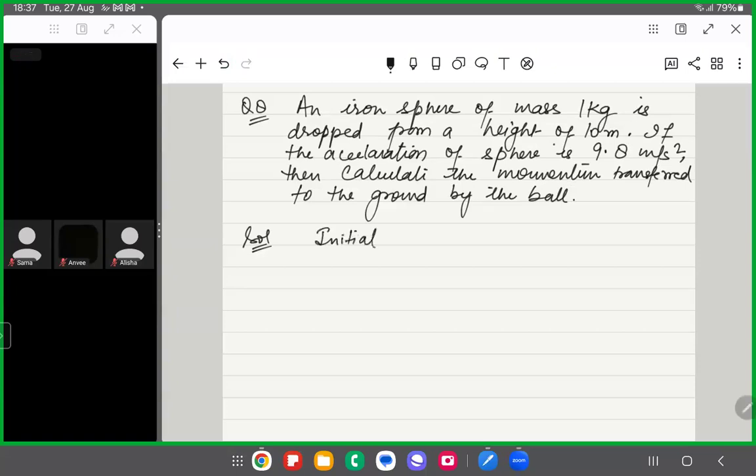What is the initial velocity of this iron sphere? It is 0 because it is dropped. So there is no initial velocity, right? So u is 0. Now what is the distance traveled by this iron sphere before it touches the ground? From what height it is dropped? That is the distance traveled. Means S is 10 meters, right?